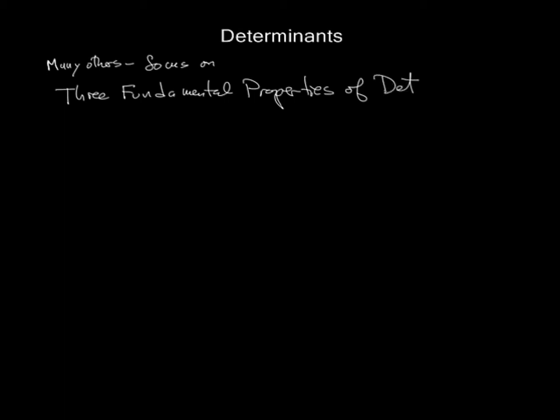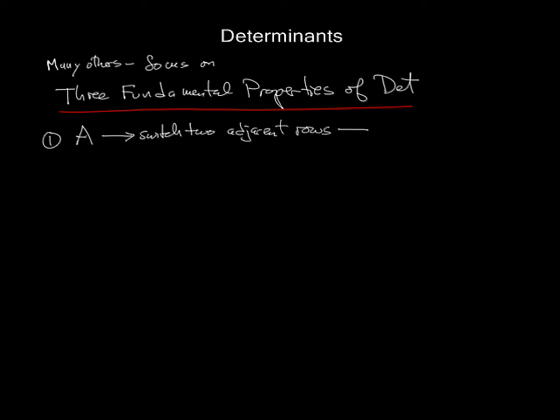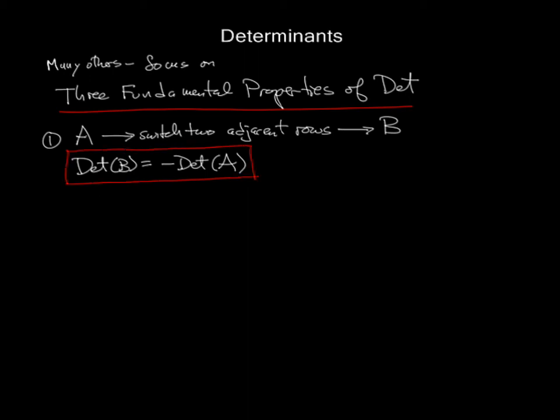There are many more, which I'm going to come back to later, but I want to start over now and focus on the really crucial ones. And there are really three fundamental properties of the determinant, and every other property of the determinant follows from these. So the first one is that if you have a matrix A and you switch two adjacent rows to get a new matrix B, then the determinant changes sign. Switching adjacent rows changes the sign of the determinant.